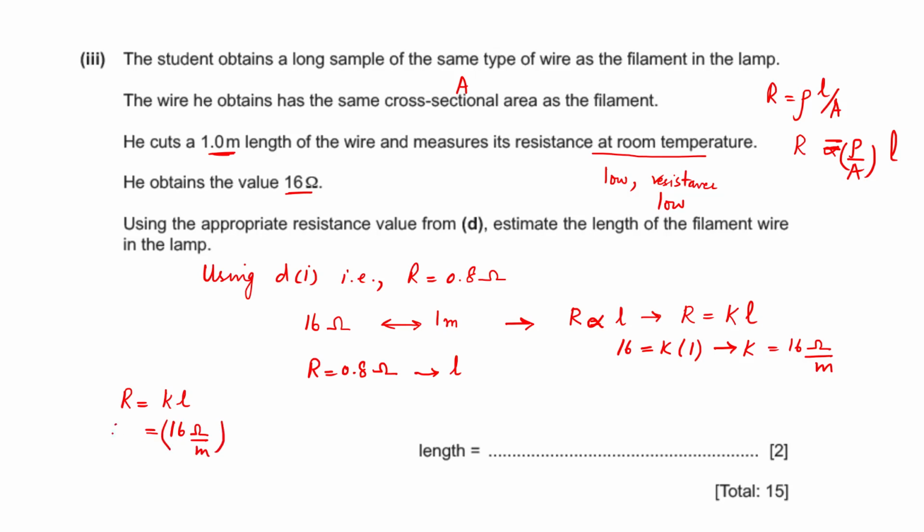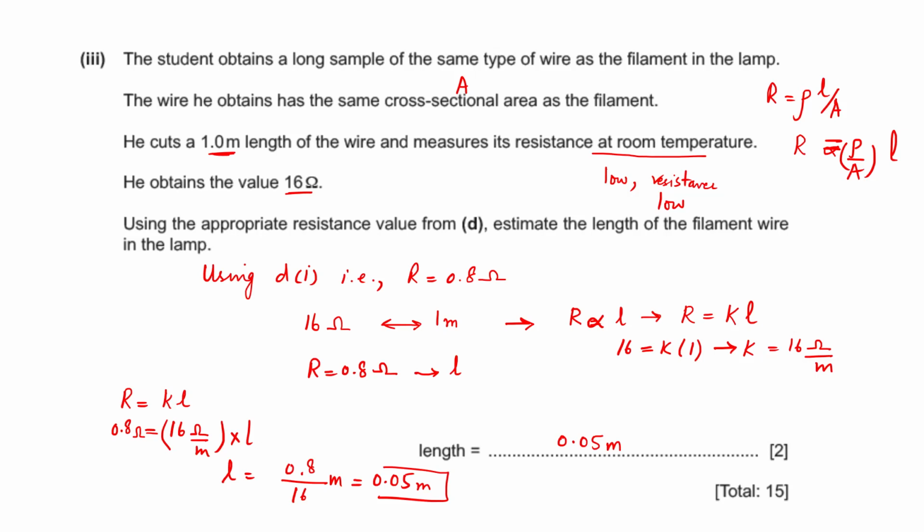and the resistance value is 0.8 ohms. So length we have to find out from here. So length is 0.8 divided by 16, in meters. So this is 0.05 meters. So my length will be 0.05 meters. And this is the estimated length, and this is how we're going to solve this question.